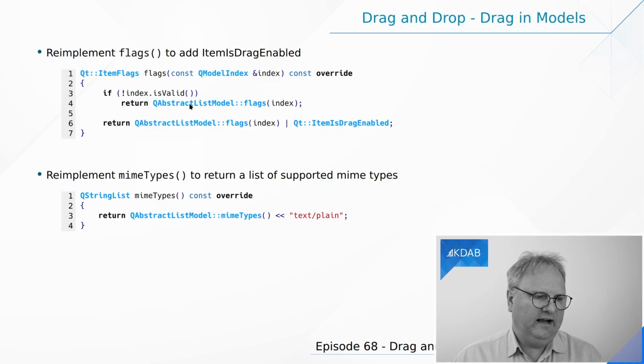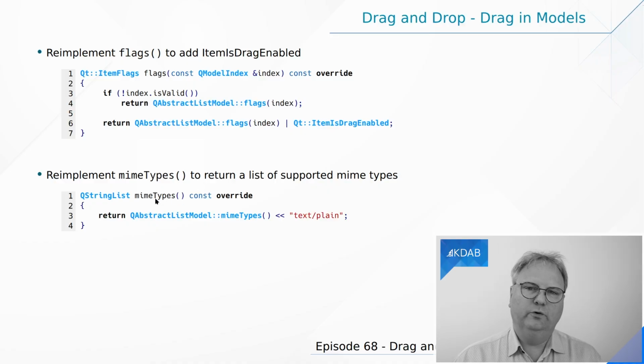And I cannot drag an invalid index. What would that mean? Dragging the root item or outside of any items, that doesn't make any sense. But if I drag an existing item, then I need to tell it, yes, item is draggable. And of course, this is per index. So some index could be draggable and some not, but that would just be possible by testing the index here. And then I also need to tell what data type do I drag out.